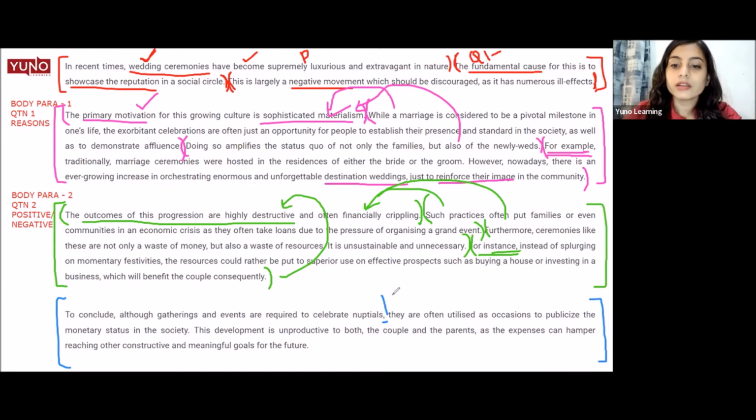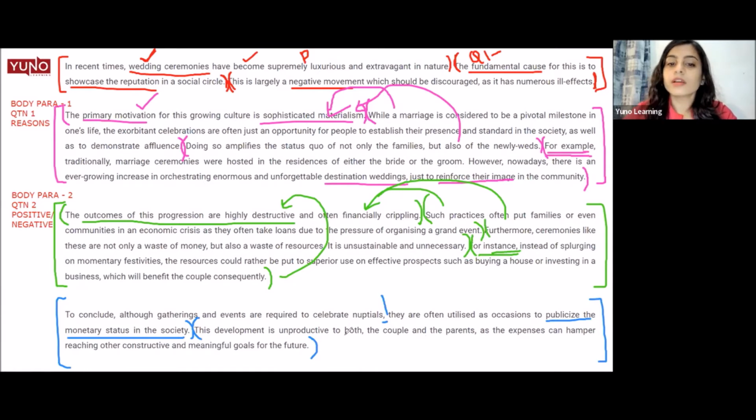All right. Now answer 1. They are often utilized to publicize monetary status in the society. I'm answering question 1 in that. I'm giving what I think are the other causes for it. It's for publicity. And then following that, I'm saying that this development is unproductive to both the couple and the parents, as the expenses can hamper reaching constructive and meaningful goals in the future.